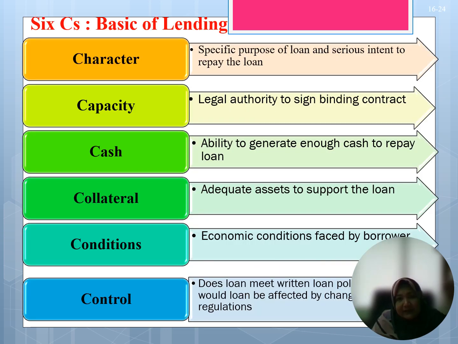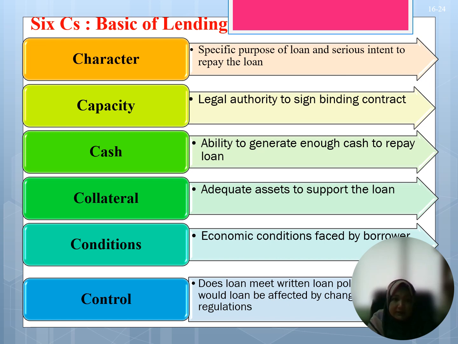So how does the bank check in its credit analysis? Basically, the bank will check on these 6 C's when doing credit analysis, but not limited to this. Most banks focus on these, and there may be subjective justification. What are the 6 C's? Character, capacity, cash, collateral, condition and control.